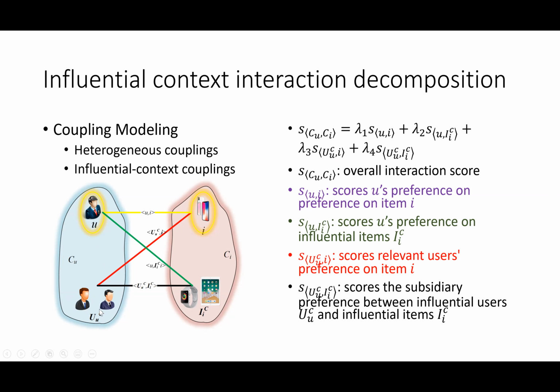Call it the user's context, right? And similarly for an item, given an item, we can find the influential items related to this particular item. So that's the first thing we do. The second thing we do is to model the relation between U and I by considering other types of relations, like the relation between I and the user context, and the relationship between this user U and the item context.